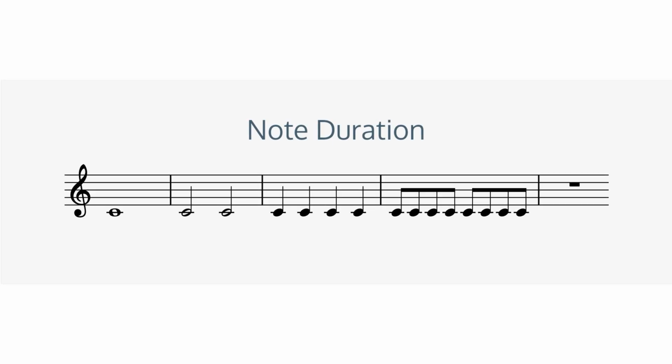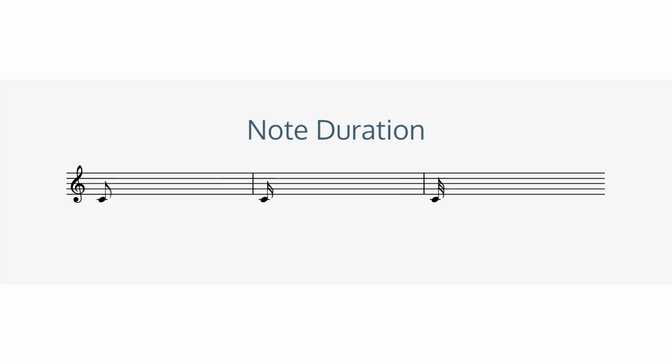The note duration is the length of time the note is played. The longest note is the whole note. It's not surprising that the half note exists. Its length is half the duration of the whole note. The quarter note is a fourth of the duration of the whole note, and so on. The 8th note has 1 flag, the 16th note has 2 flags, and so on.